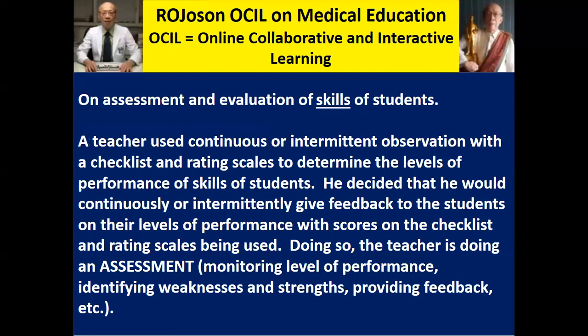Another example, on assessment and evaluation of skills of students, the teacher used continuous and intermittent observation with a checklist and rating scales to determine the levels of performance of skills of students. He decided that he would continuously and intermittently give feedback to the students on their levels of performance with scores on the checklist and rating scales being used. Doing so, the teacher is doing an assessment, meaning he is monitoring the level of performance, identifying weaknesses and strengths, and providing feedback, etc.